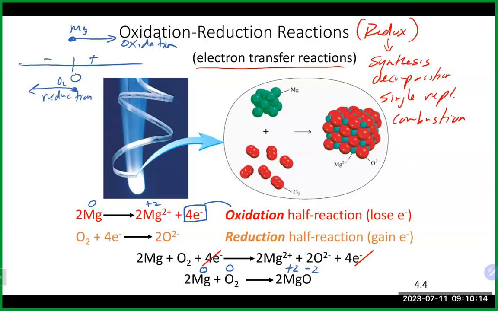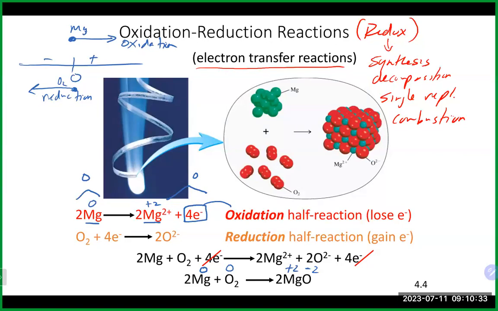So when you look at that half reaction, like I said, they've got 2 magnesiums on each side. Overall charge is 0. Overall charge on this side is 0 as well. Again, 2 magnesiums at +2 is +4. And 4 electrons is -4, so it is 0.